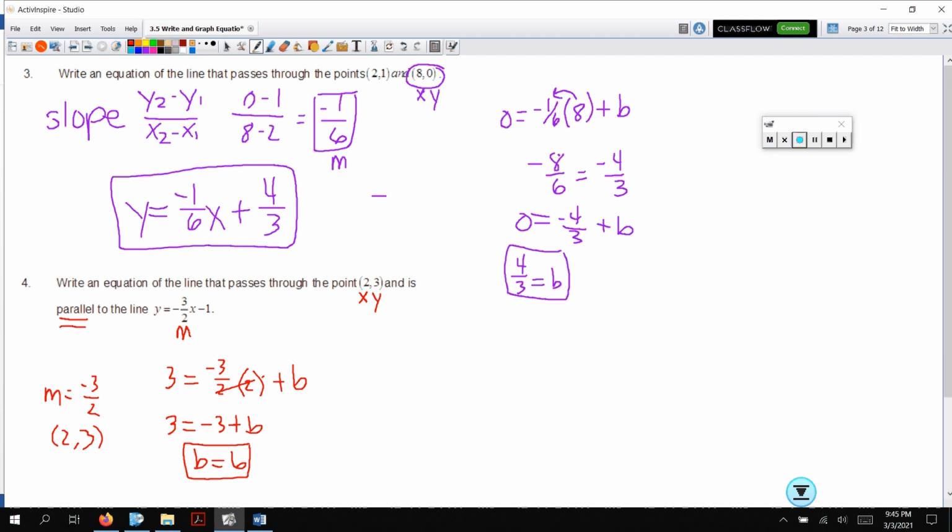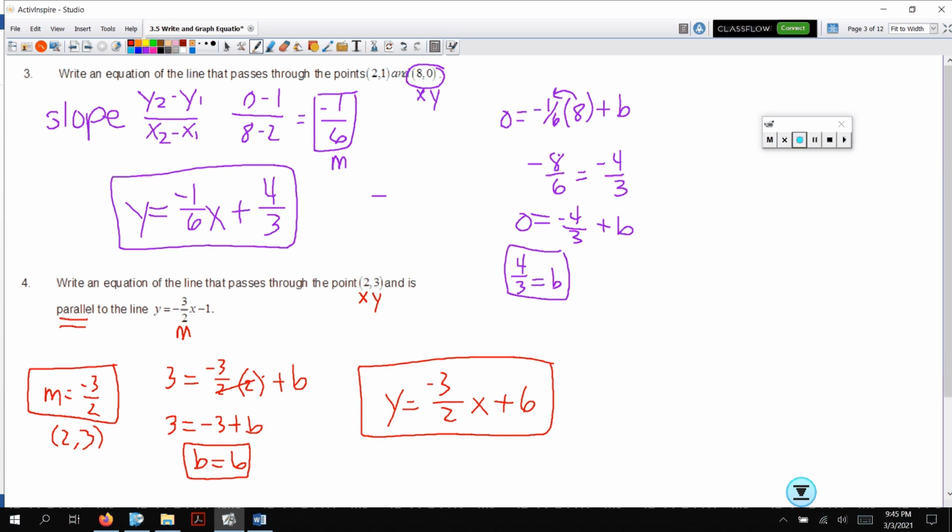So I now have my 2 very important pieces of information to plug in. Y equals negative 3 over 2x plus 6. There's my final answer. Again, if you need more time, pause the video.